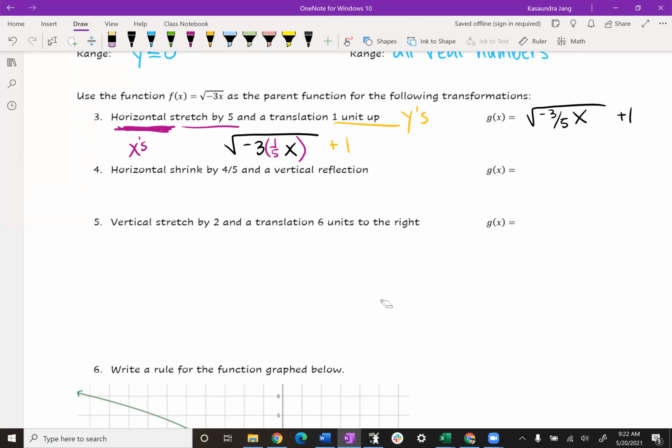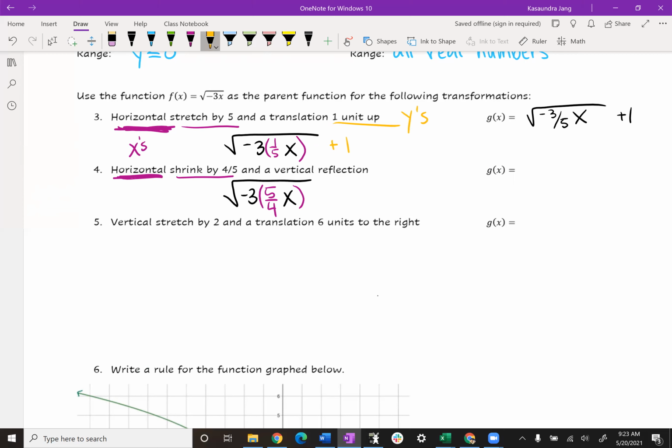All right, and then number 4, we again need something horizontal, something that has to do with x's. Horizontal shrink by 4/5 instead of a horizontal stretch, but the same idea, it's got to be multiplied by the x. If it's horizontal, it's got to be multiplied by my x. Just make sure that you do kind of the exact opposite. Instead of 4/5, I'm going to do 5/4 to give me a horizontal shrink.